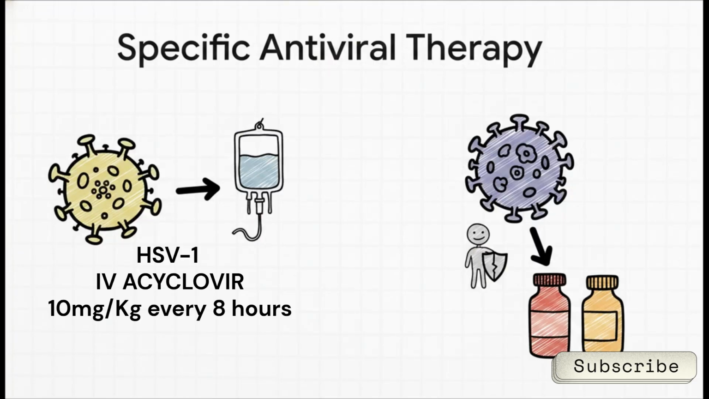So, let's lock in the specifics. For HSV, it's IV acyclovir. And for the exams, you might even need to know the dose, 10 milligrams per kilogram every 8 hours. Now for CMV, which you tend to see more in immunocompromised patients, the drugs are different. You're looking at ganciclovir or foscarnet. Knowing which drug is for which virus is definitely fair game for a question.